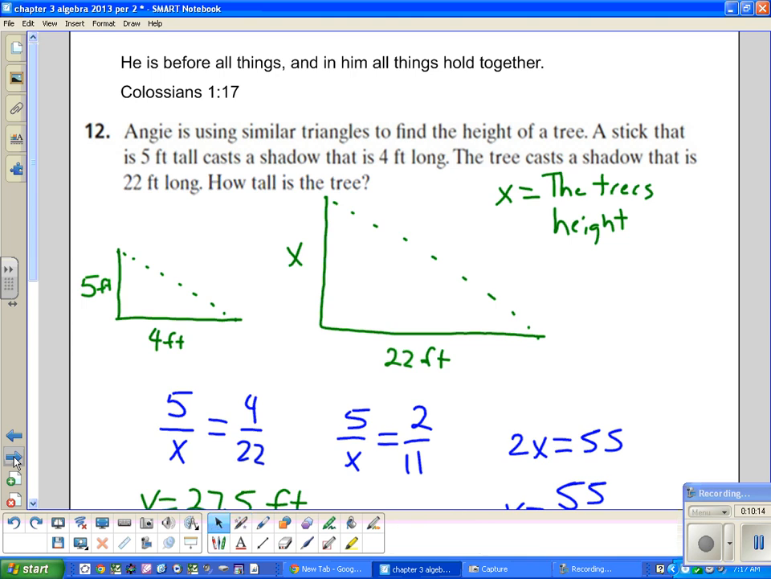This one's kind of a neat question. You could actually use this in your life, apply it to your life if you're ever cutting down a tree.